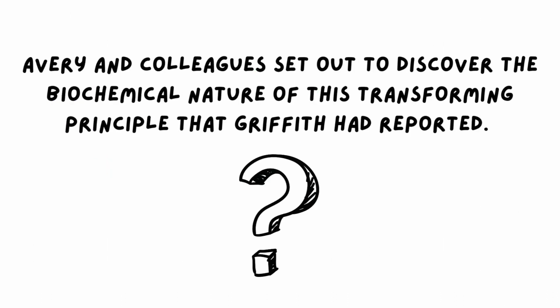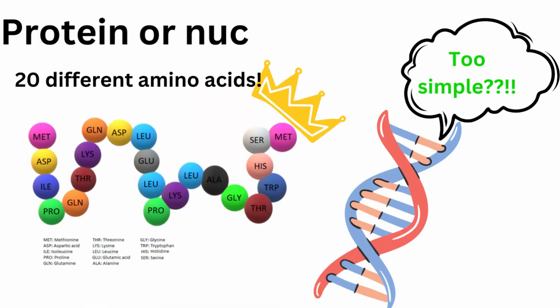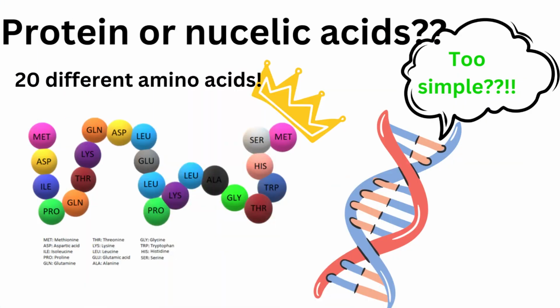Taking lead from Griffith's experiment, Avery and colleagues set out to discover the biochemical nature of this transforming principle that Griffith had reported. The scientific community at that time believed proteins to be the genetic material in the cell. DNA containing only 4 nucleotide bases was still considered to be too simple a molecule to carry biological information. Proteins, with their 20 different amino acids, offered far more complexity and were regarded as more likely candidates.